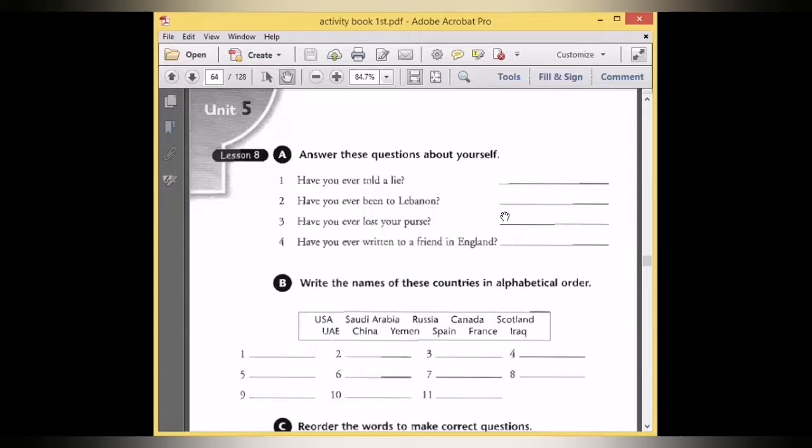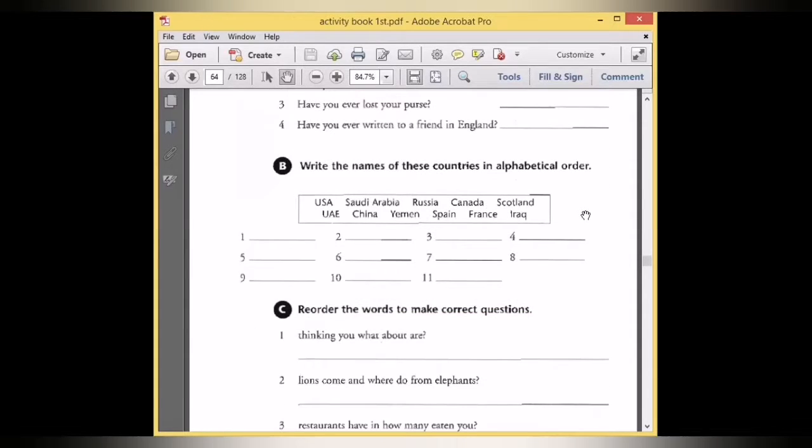So now let's move to exercise B on the same page. Here you have names of different countries. You have to write them in alphabetical order. What do we mean by alphabetical order? Can anyone answer me? What do we mean by alphabetical order?